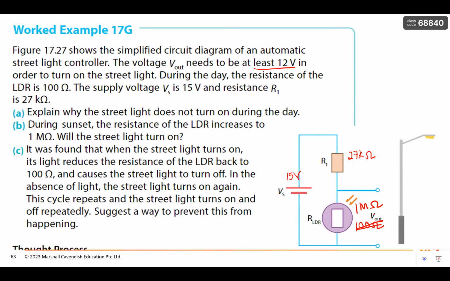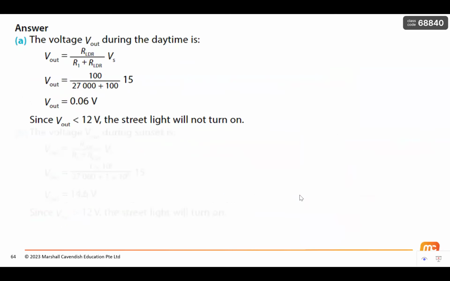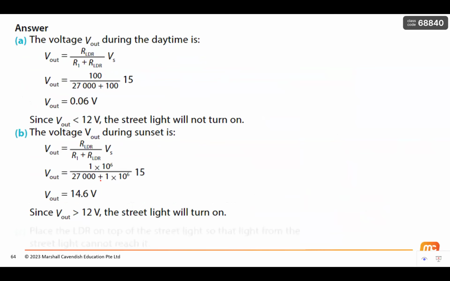So now again, I want to calculate this Vout, whether it will be more than 12 volts. I use 1 mega ohm, which is 10 to the power 6, 1 million ohms, over 1 million plus 27,000, times 15. If I calculate it, I have 1 million over 1 million plus 27,000 times 15, I get 14.6. Yes, now Vout is more than 12 volts. So yes, the street lamp will be turned on in this case.